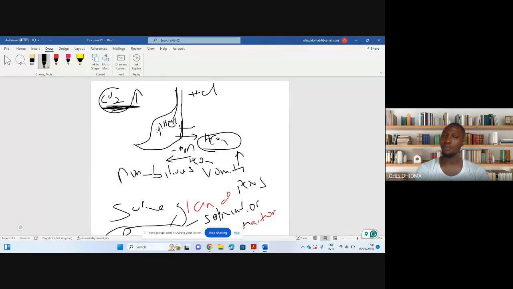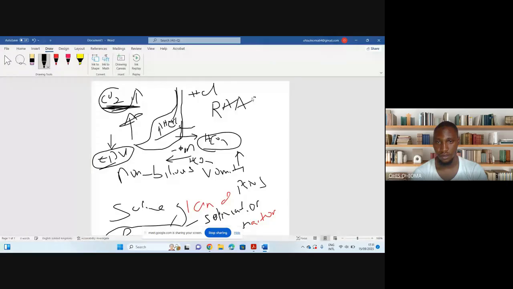Now, there's another problem that's happening here physiologically. This patient is not only losing hydrochloric acid, he's also losing water. And this drops the effective plasma volume. When there's a drop in the effective plasma volume, the kidneys are able to sense this. And what does the kidney do? The kidney helps to activate the RAS, right? Helps to activate the RAS.